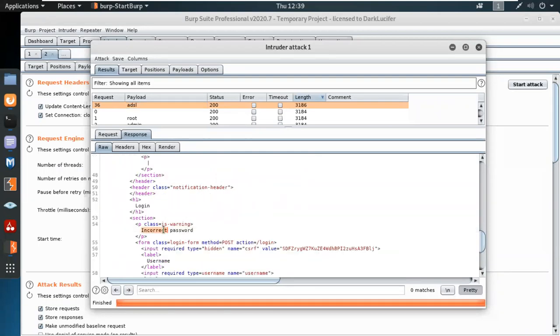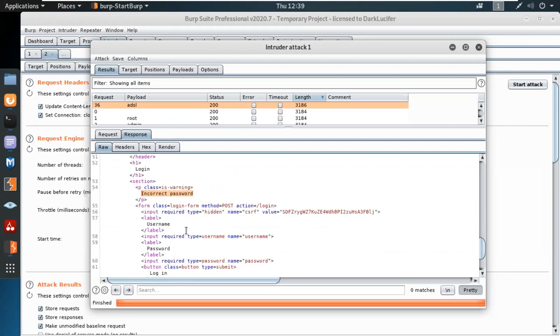Incorrect password, because I didn't set the password. The username exists over there. The maximum length of the packet indicates that the packet has been executed, and this was the specific packet on the server side, which can be used for the further state.